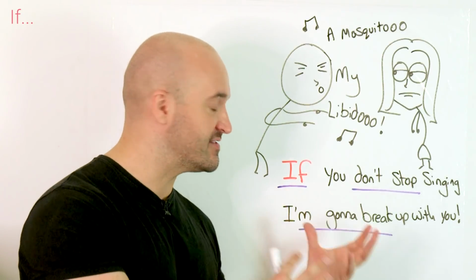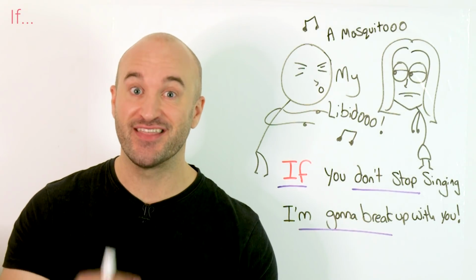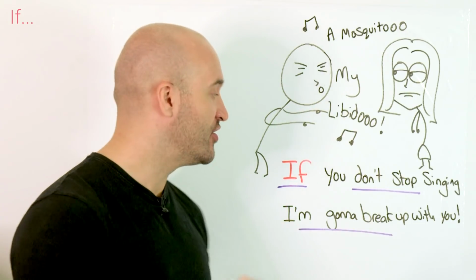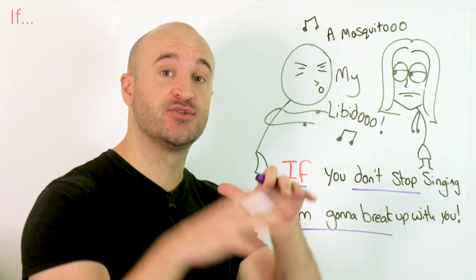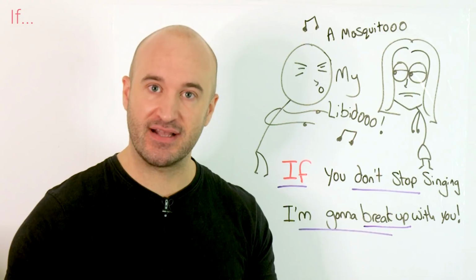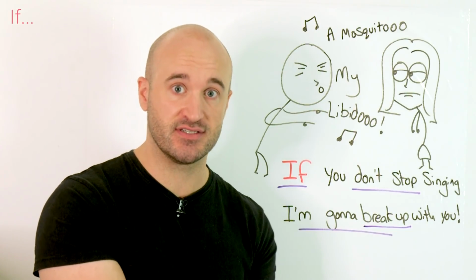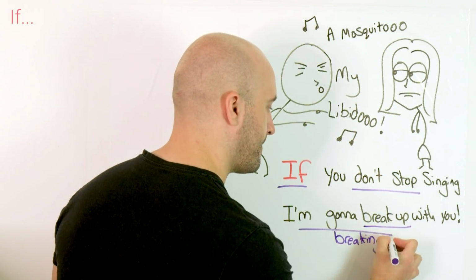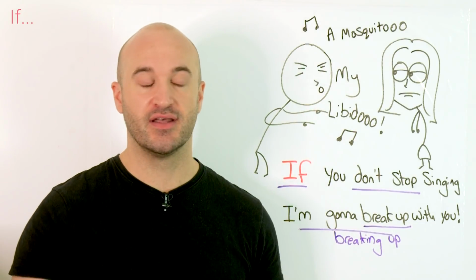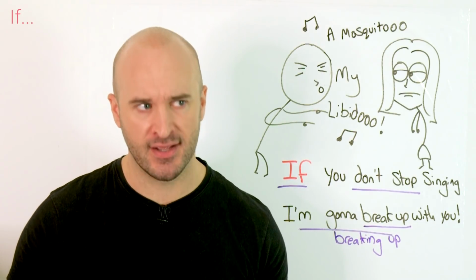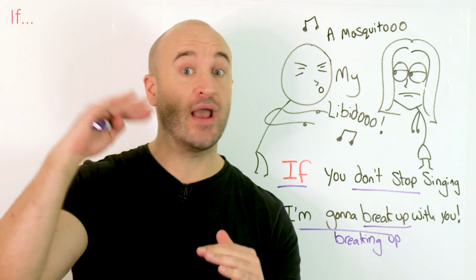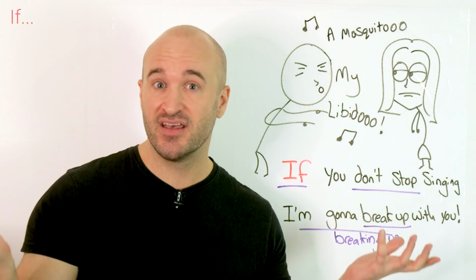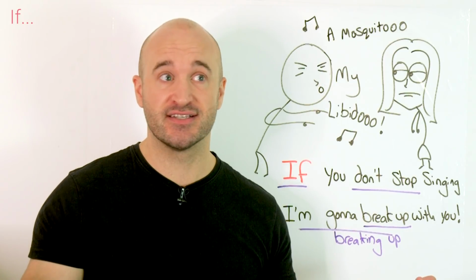If you want to make this stronger, you can use the zero conditional. How do we do that? Very easy. You just change the future to a present tense. It sounds better to use the continuous, so we'll use present continuous. I'm breaking up with you. If you don't stop singing, I'm breaking up with you. See, it sounds way stronger in present tense than future. Why? I don't know. It doesn't matter.